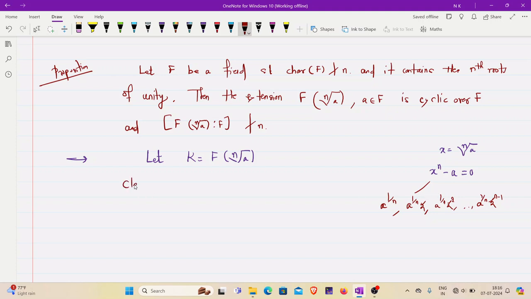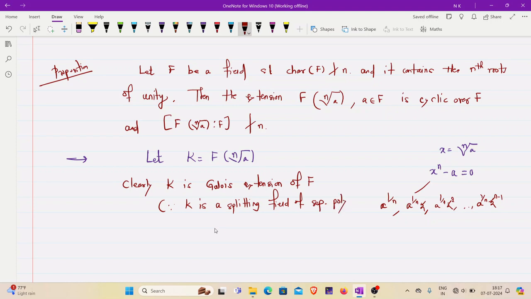So clearly K is a Galois extension of F. You may write the reason in brackets: because K is a splitting field of a separable polynomial x^n minus a over F, because it contains the nth roots of unity. That's the reason K becomes a Galois extension of F.